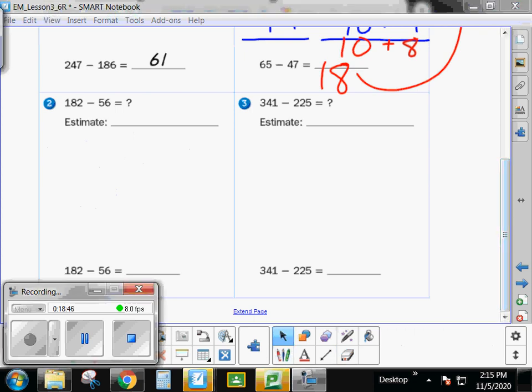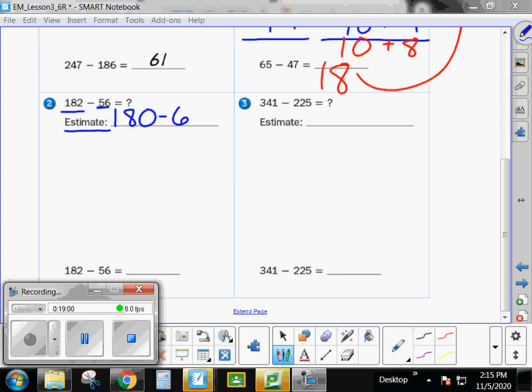All right, let's check over your work and make sure that you did everything correctly. Let's start with the estimate. First of all, 182 is close to 180. 56 is close to 60. Now you may have used different numbers for your estimate. Maybe you rounded 182 to 200 minus 60. Okay, either way would be just fine. You're just getting an estimate. You're finding a number that's close.